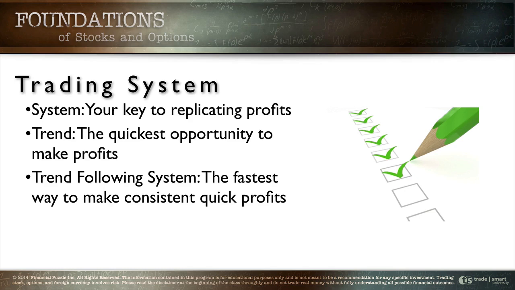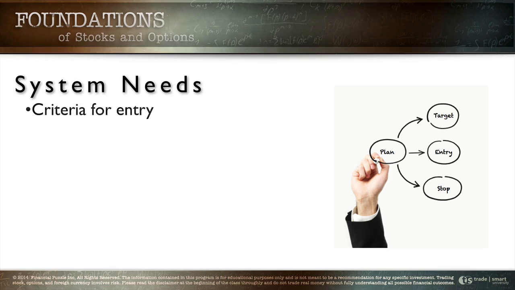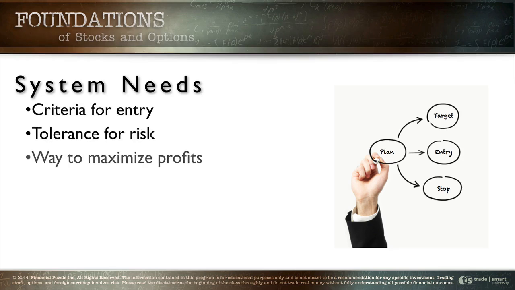The trend is for quick. You put it together into a trend following system, and boom, now we've got something we can build from. So here's what we're looking for. In the system, we need an entry. We need a tolerance for our risk. We need a way to maximize the profits. And we need a time to exit the trade, or a target for exiting the trade. So let's walk through this here.